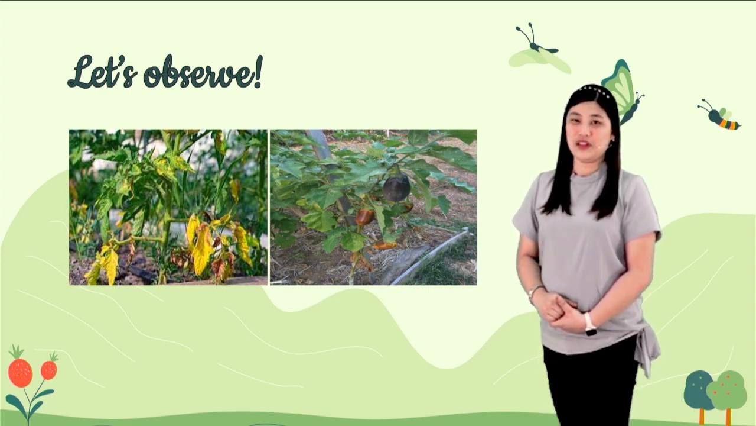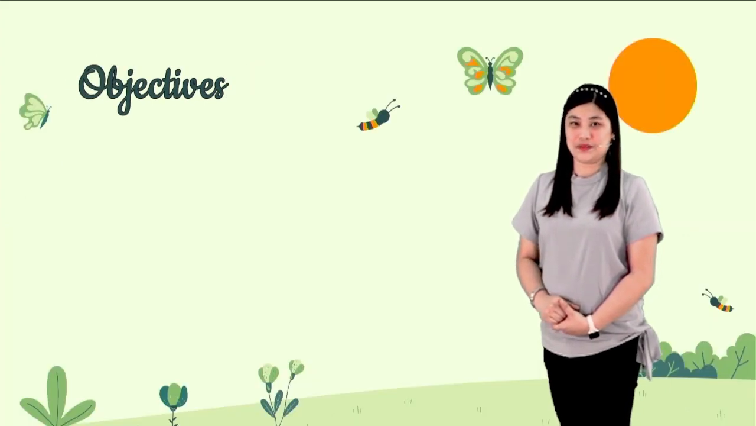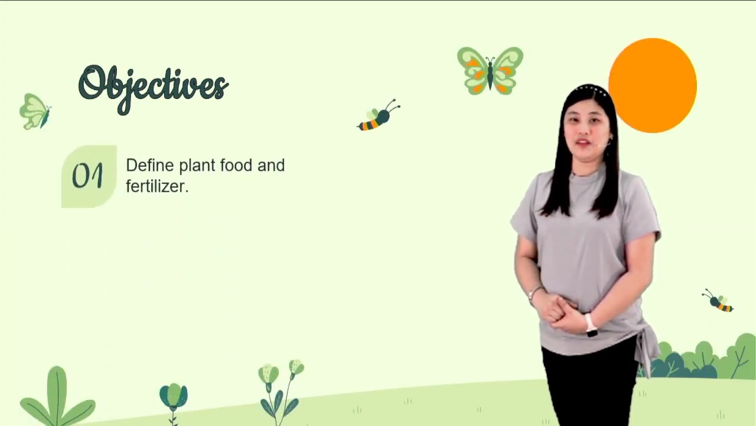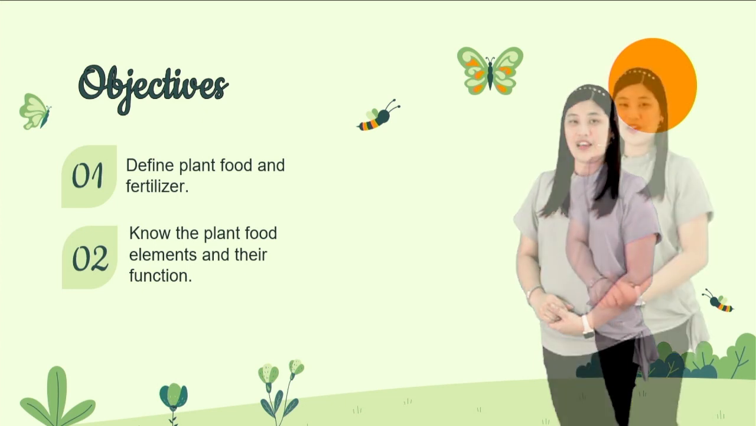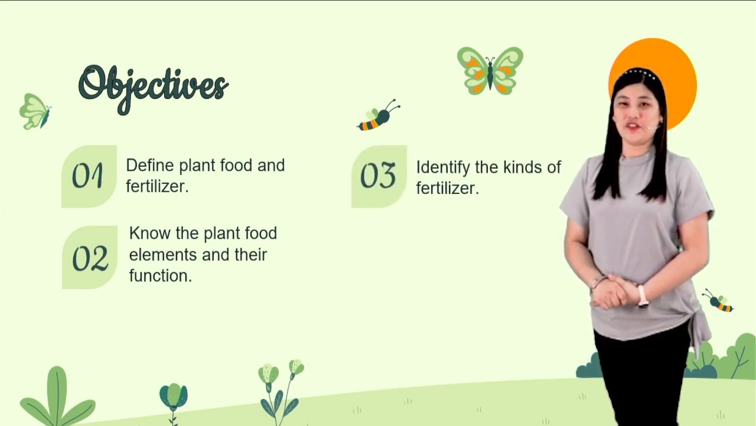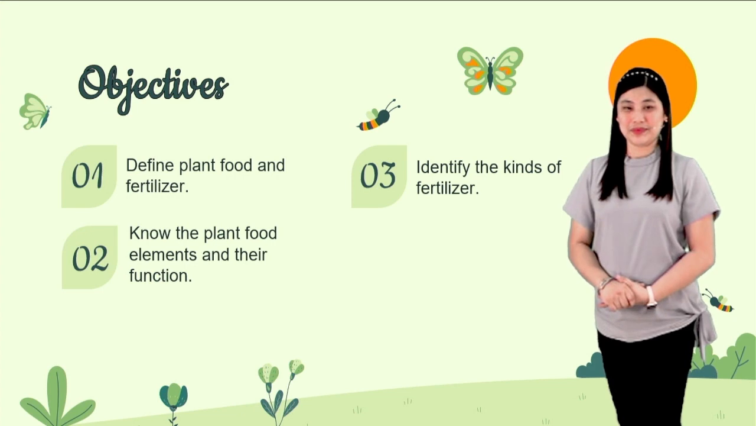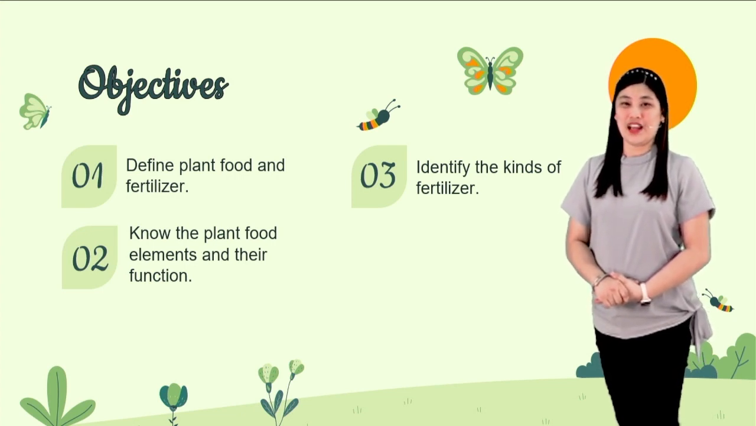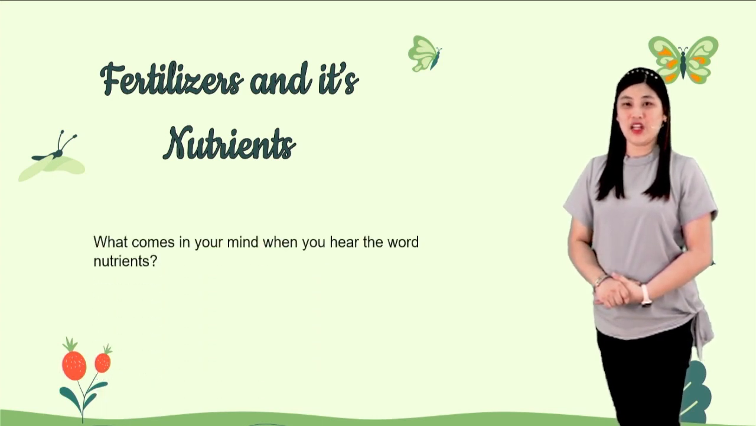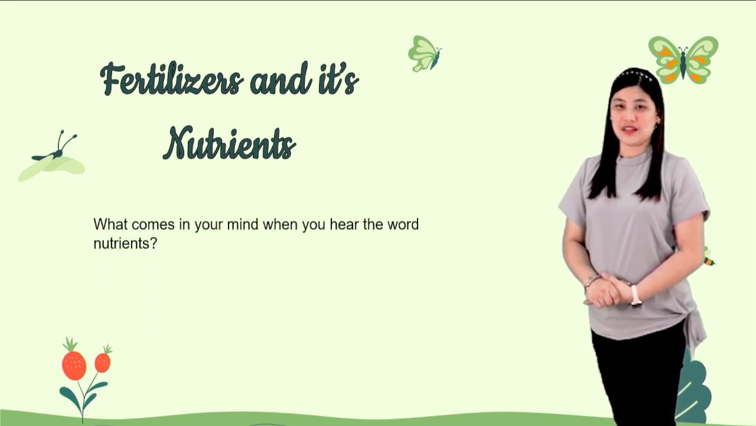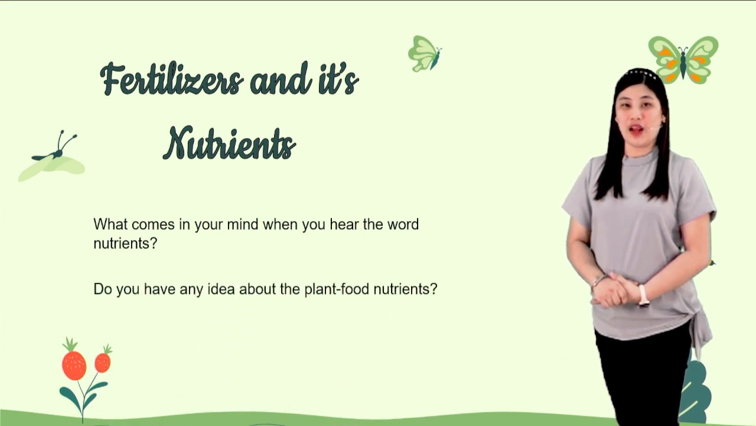For this episode, our objectives are the following. First, define plant food and fertilizer. Second, know the plant food elements and their function. Third, identify the kinds of fertilizer. Our lesson for today is all about fertilizer and nutrients. What comes in your mind when you hear the word nutrients? Do you have any idea about the plant food nutrients? Later, we will discuss that further.